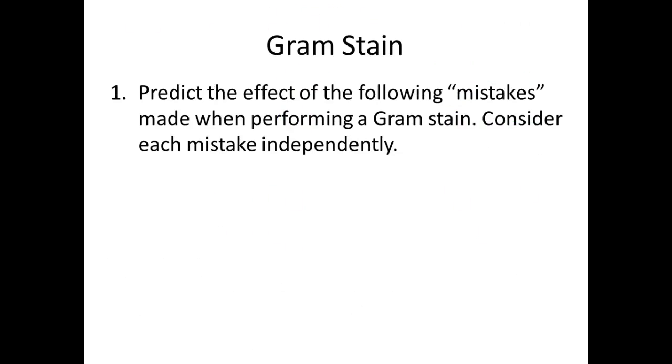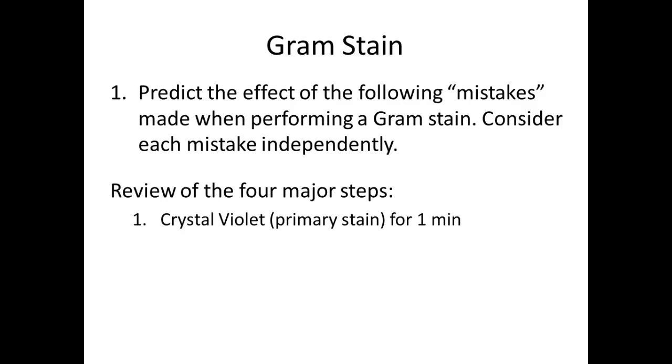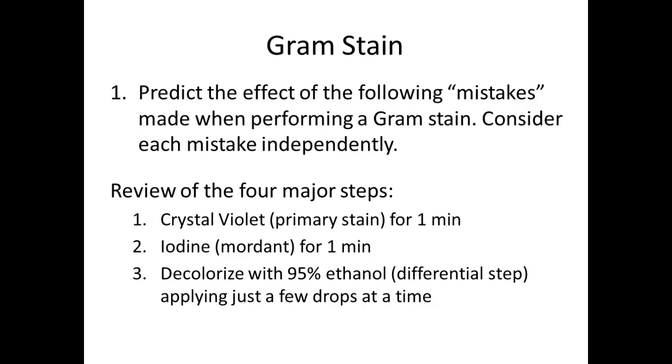Oh, what if you make mistakes? Right? So as it says, we're going to look at each mistake individually and how it would affect our results and why. So let's review. What are our 4 major steps? Crystal violet. What's next? Iodine. Next. Ethanol decolorization. Counterstain with safranin.